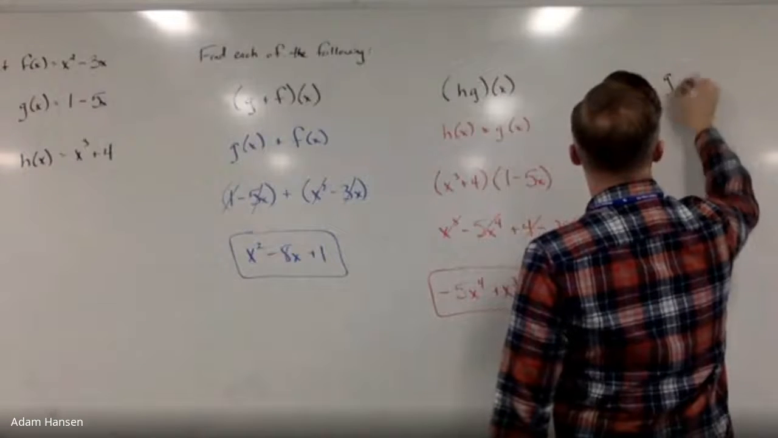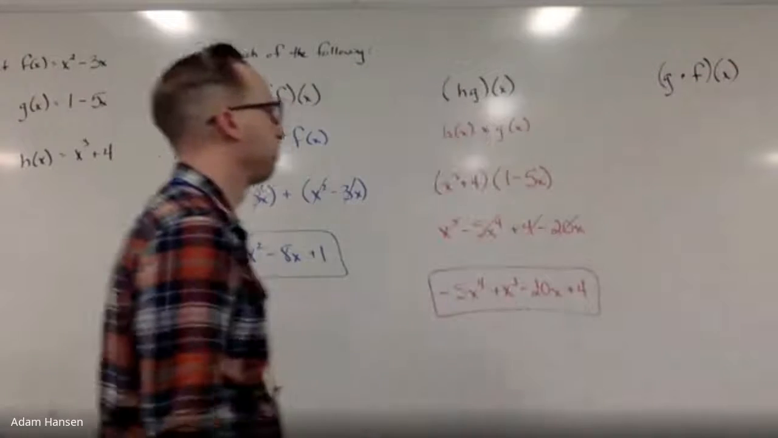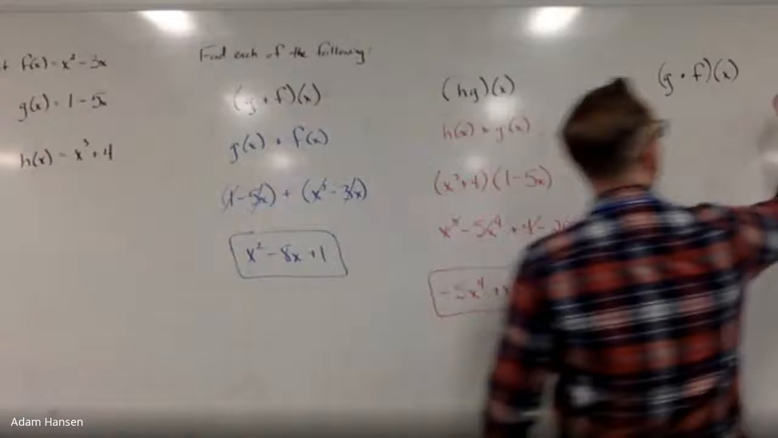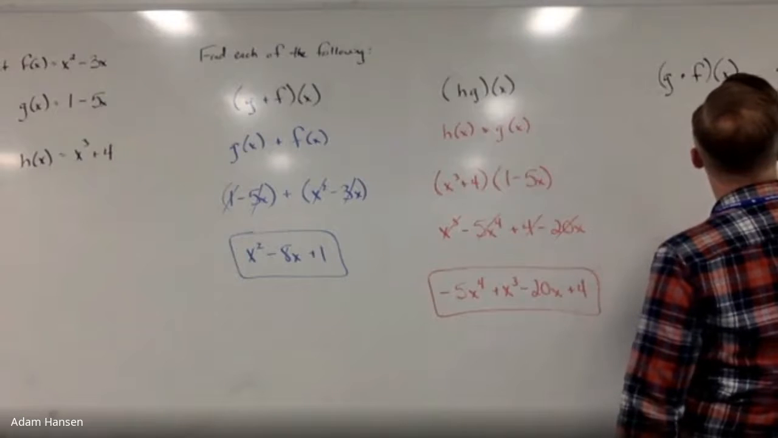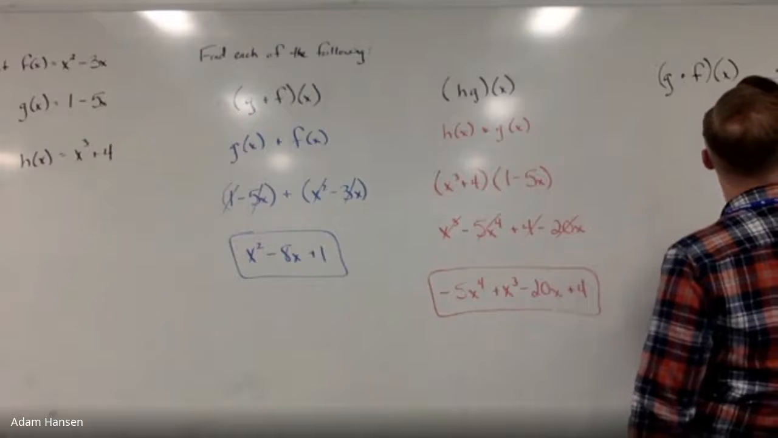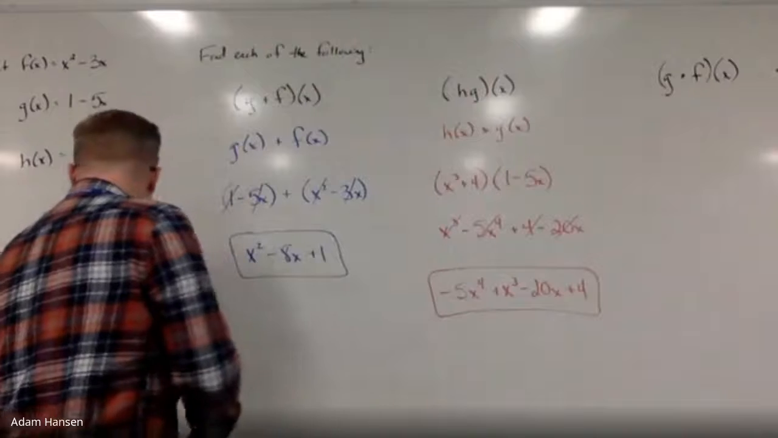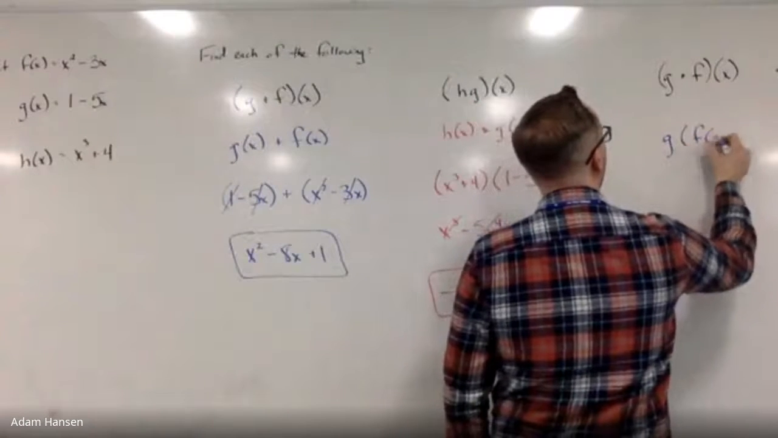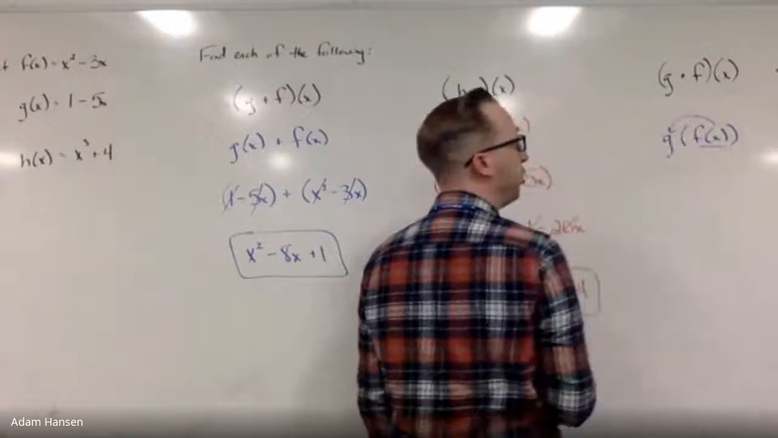Let's now plug in g composed of f of x. I'll write those functions over here again. G of x is 1 minus 5x. F of x was x squared minus 3x. G composed of f of x is going to be given as g of f of x. I take f and I substitute it into function g.